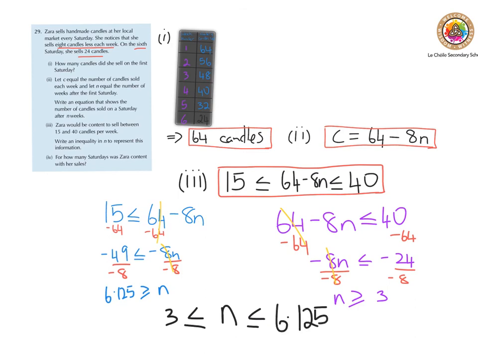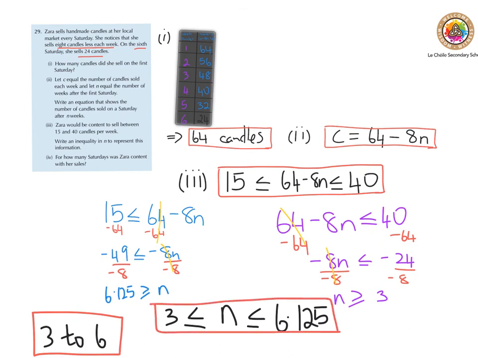6.125. And so for how many Saturdays was Zara content with her sales? Well, for between 3 to 6 Saturdays. Okay, so that's our answer there. And again, we could just put a red box around our final inequality. Okay, so that's our answer there.